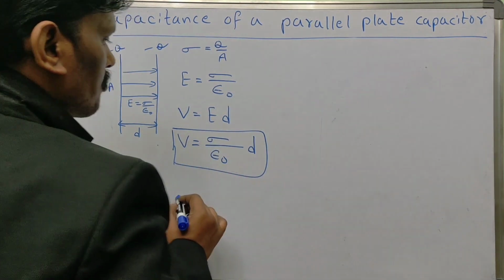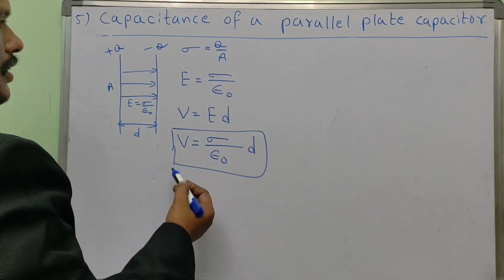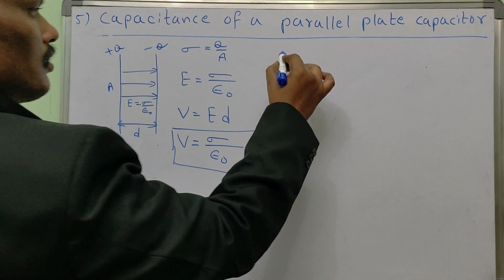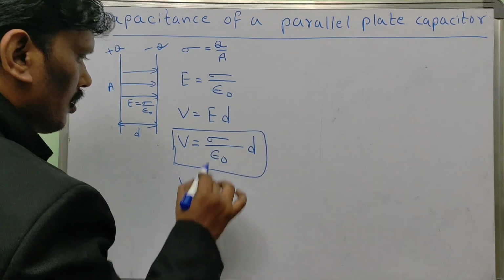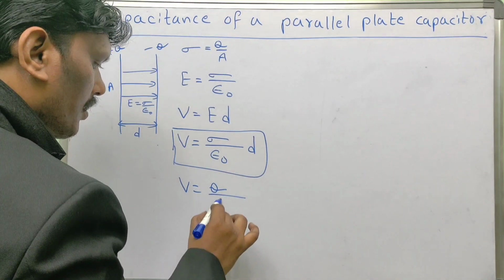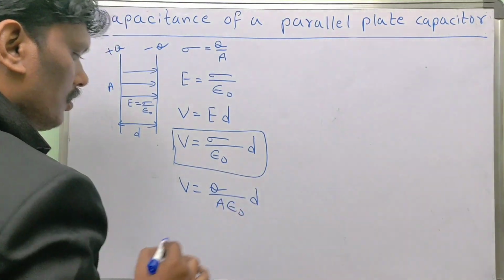And we know that sigma means what? Q by A. Write down here: V is equal to, sigma means Q by A. So Q upon A, but already in the denominator epsilon naught is there, into D.